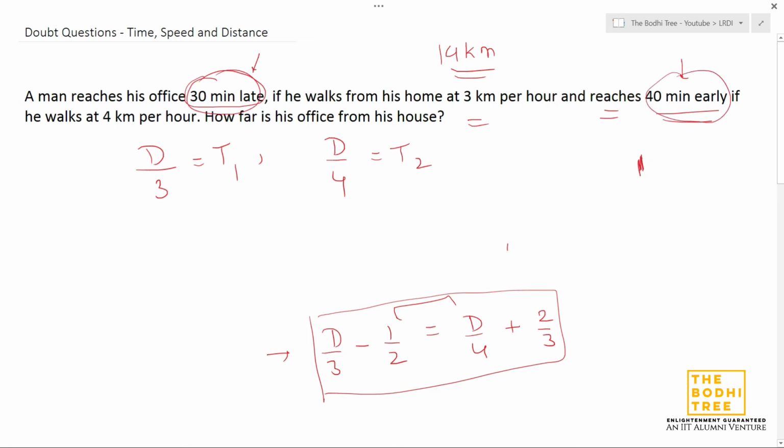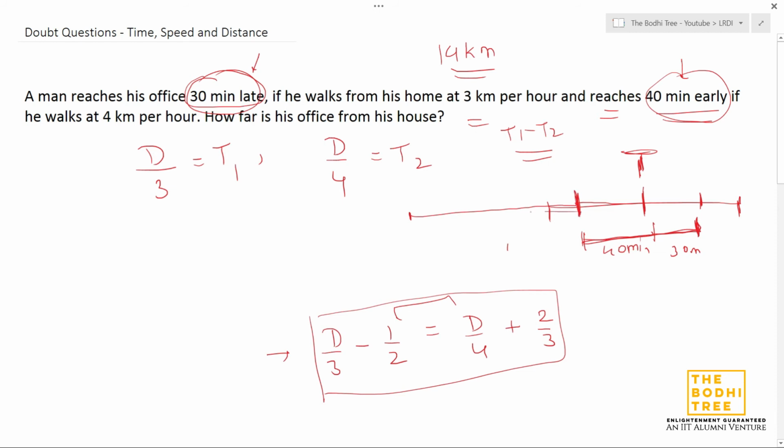This is the number line, and this is the actual time when the office opens, when he normally reaches the office. When he walks at 3 kilometers per hour, he'll be 30 minutes late, so he'll be reaching here somewhere. And if he walks at 4 kilometers per hour, he'll be reaching somewhere here, early. This is 40 minutes. So the difference between the times, that is t1 minus t2, is nothing but 70 minutes. Agreed, right? Because he'll start from here.